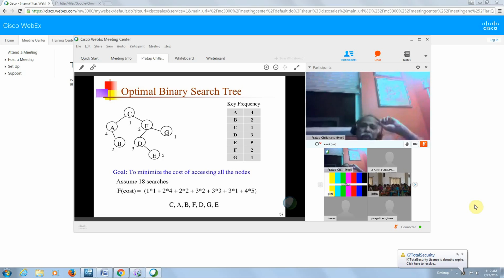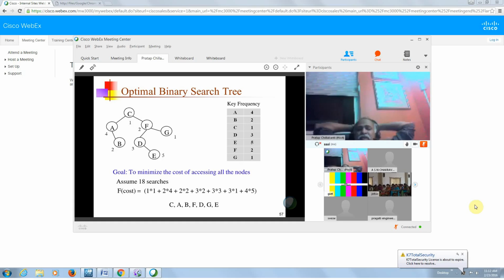Okay, now you are a programmer. You are asked to say, I know what my search pattern is. I want you to build a tree, and what is the goal there? You want to minimize the cost of accessing all the nodes. If you were to search all those nodes, what would be the total cost? Okay, you understand the problem? Is there anyone who does not understand the problem? I'll repeat it.